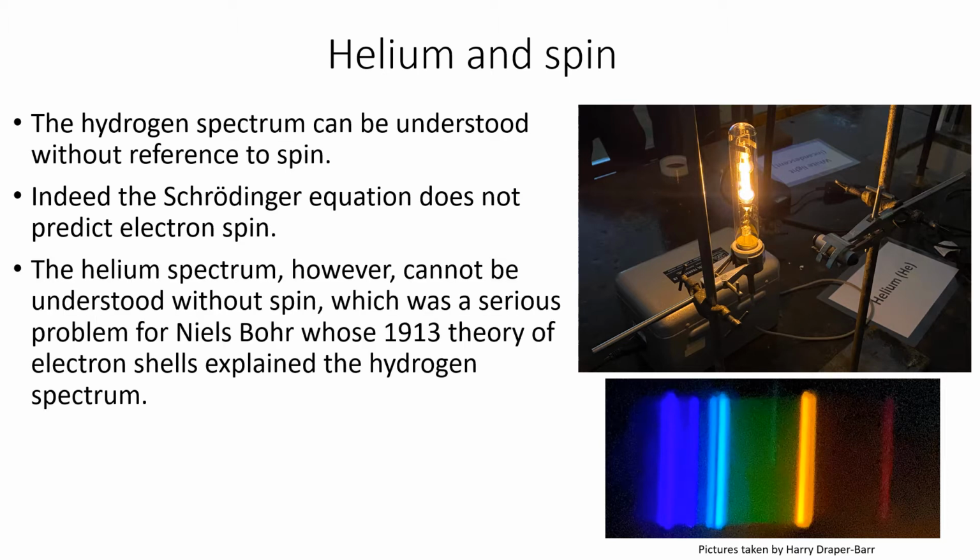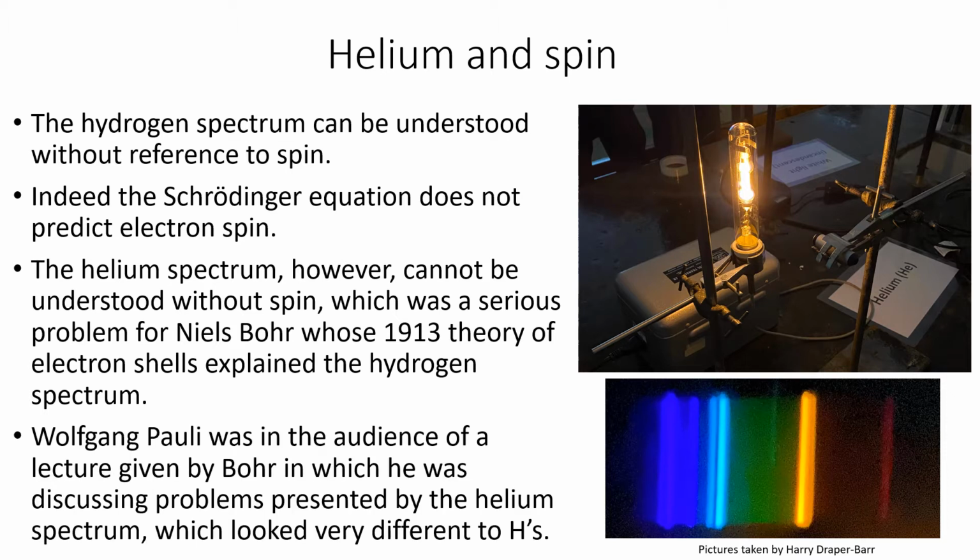But curiously, the helium spectrum, which is quite a lot more complicated, simply cannot be understood without spin. Obviously, it's a 2-electron atom. And so Niels Bohr, who in his 1913 theory of electron shells completely explained the hydrogen spectrum, really struggled with helium. Helium couldn't be explained using Niels Bohr's methods.